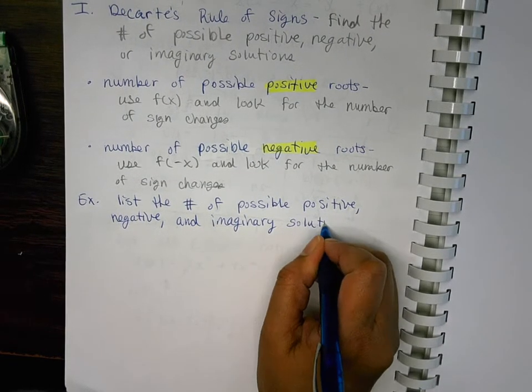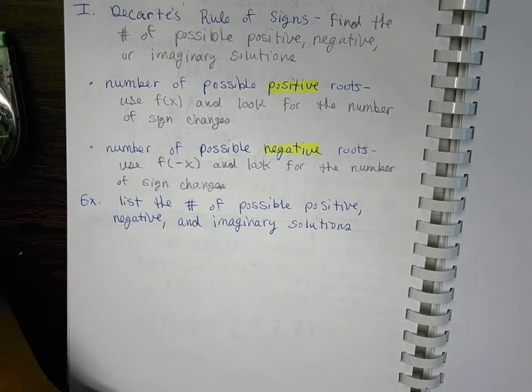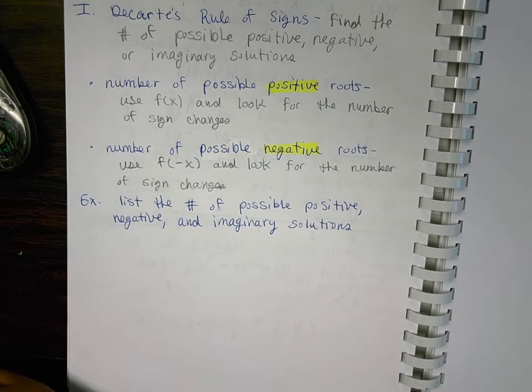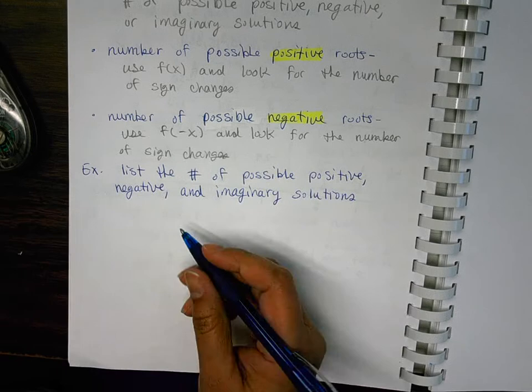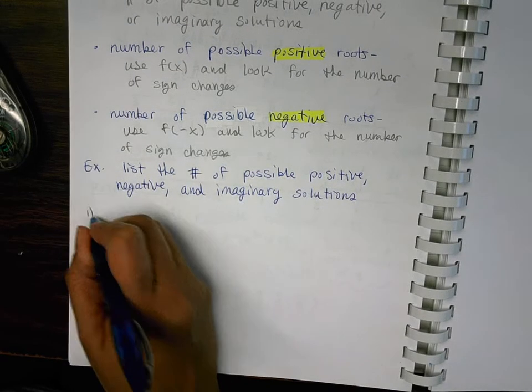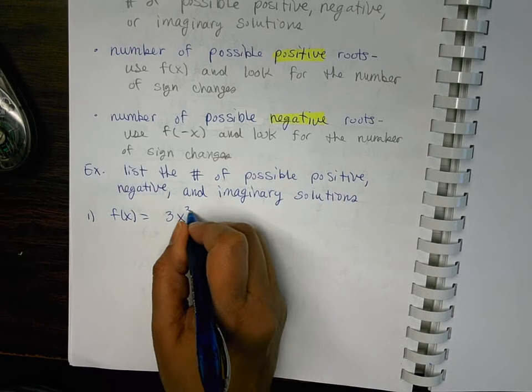Negative and imaginary solutions. Right now we're just going to list the number of possible solutions. That's it. We're not going to do anything else past that. We will see some examples in just a bit where we actually use that to help us find our solutions.